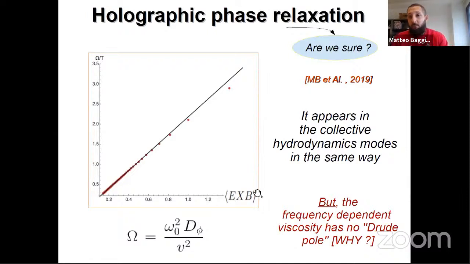And there is one big question, which is also quite tricky, which is real phase relaxation should basically create a pole in the frequency dependent viscosity, but we don't see it. So in holography, there is no way to see this through the pole. So this suggests that even if it looks very, very similar to phase relaxation, there is something more or something different that I think it's fair to say that it's not understood yet totally.